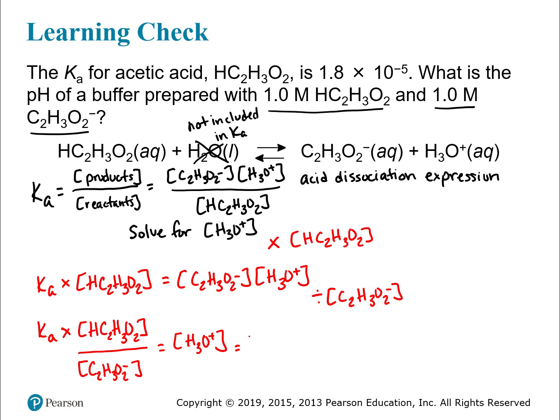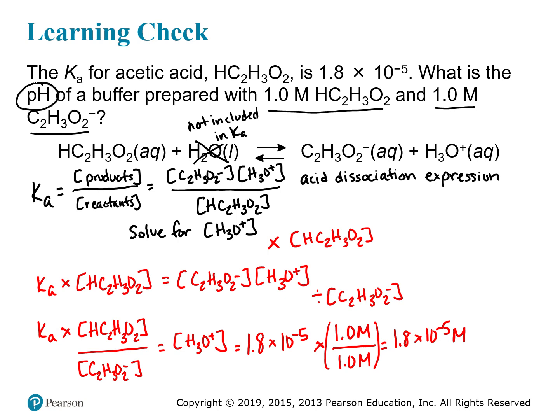We can put in numbers to this and figure out the concentration of hydronium. So let's do that. The Ka we're given. There's no units for the Ka. And we're multiplying that by the ratio of 1 molar over 1 molar. So that's pretty simple. That means our concentration is 1.8 times 10 to the minus 5 molar. But we're not done yet. The question is asking for the pH. All we have is the hydronium concentration.